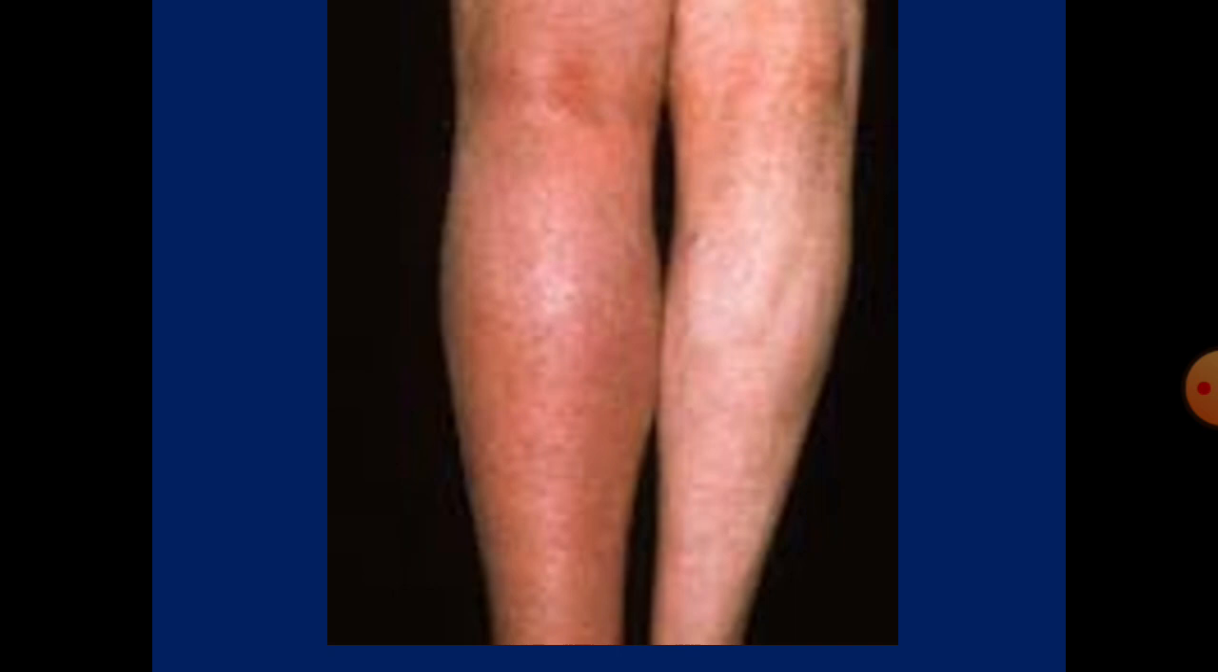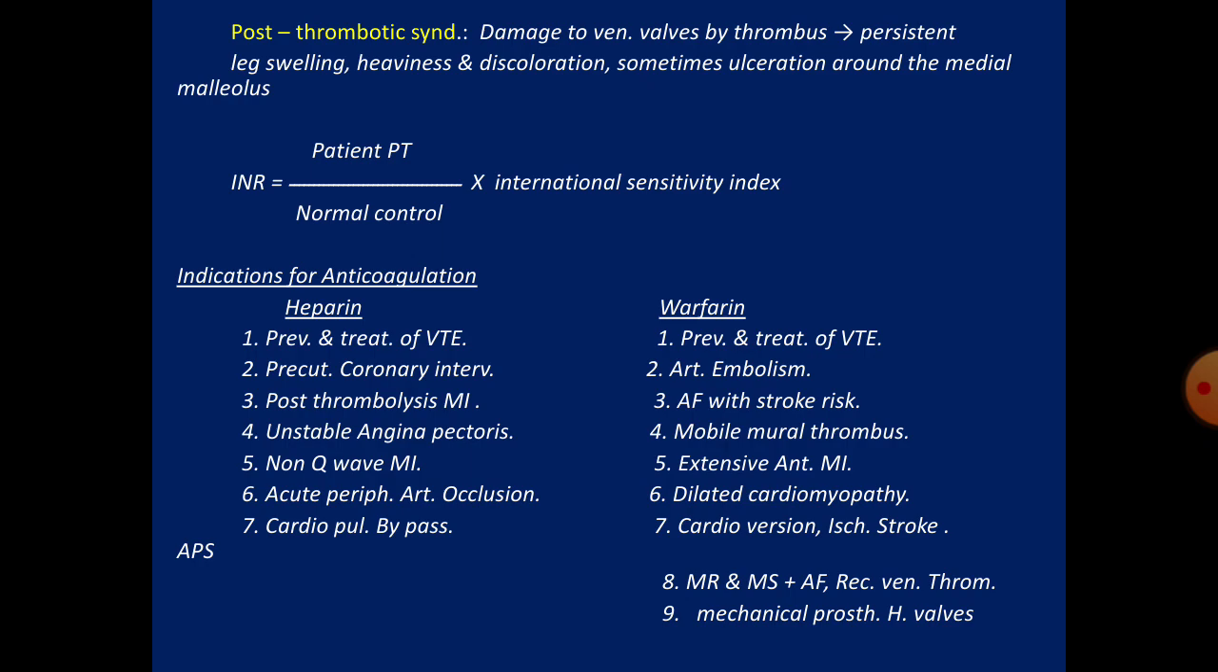As you see in this picture, we have asymmetrical swelling in both limbs, with the right limb swelling more, with redness, and during the examination we see that it is tender and hot.